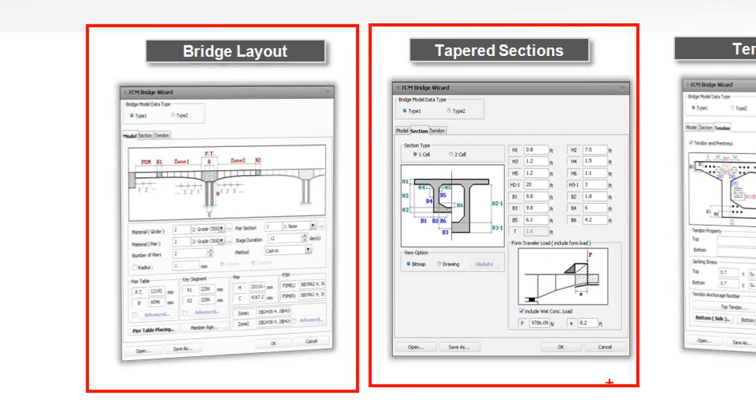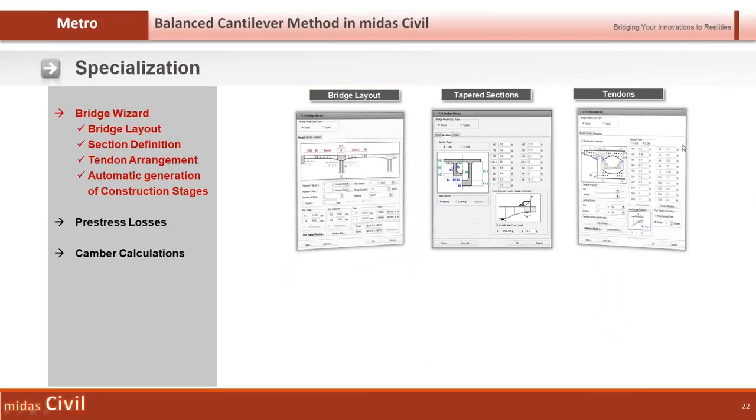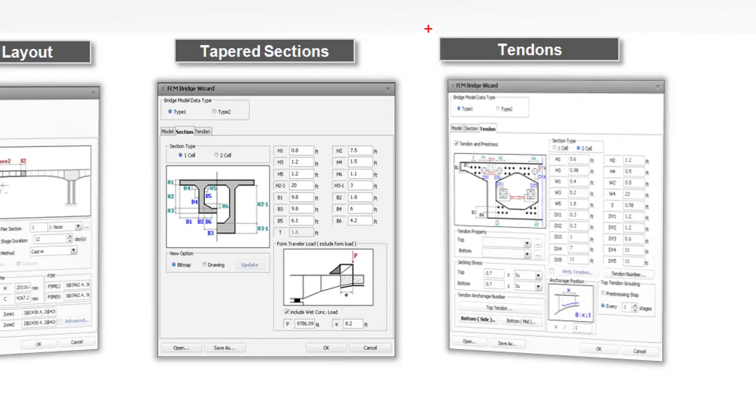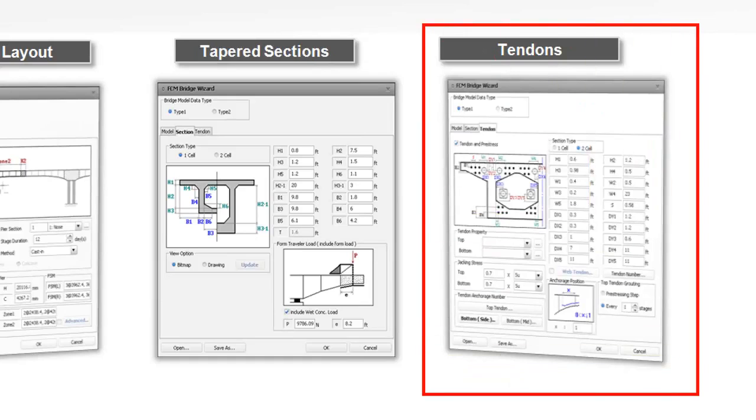So you can go for tapering sections, the diaphragm sections, all these sections you can create in the wizard itself. And finally we can go for the tendon profile also. So in tendon profile, you can actually inform the software where to keep the anchorages of the tendon, how many tendons are there in the top flange, how many tendons are there in the bottom flange. So all these things can be given in the wizard.